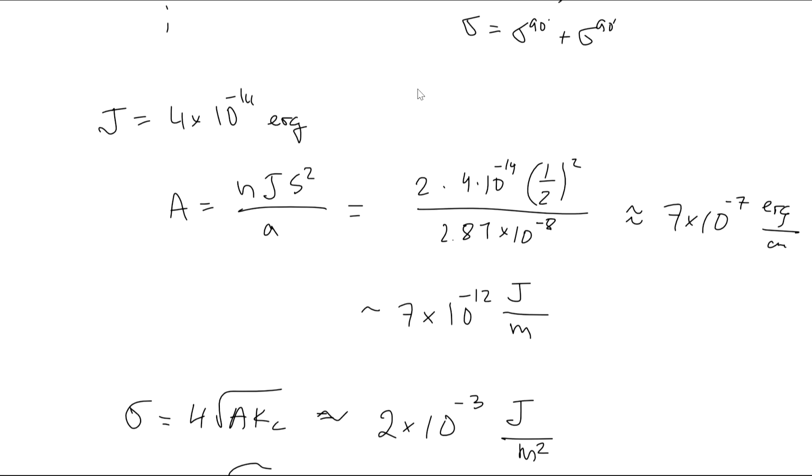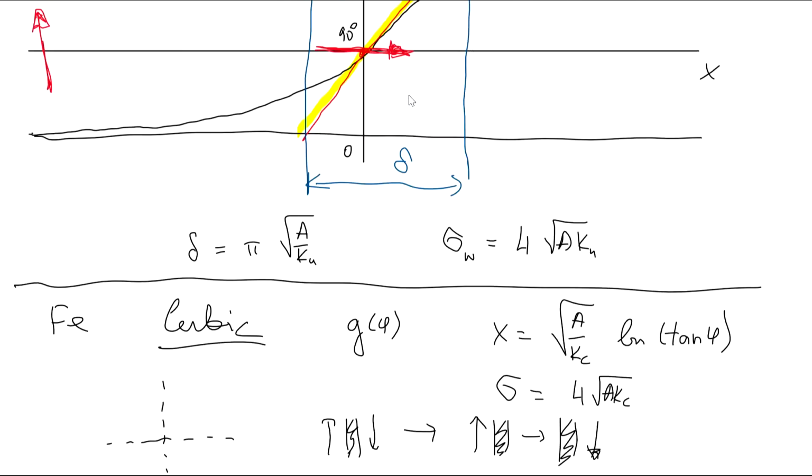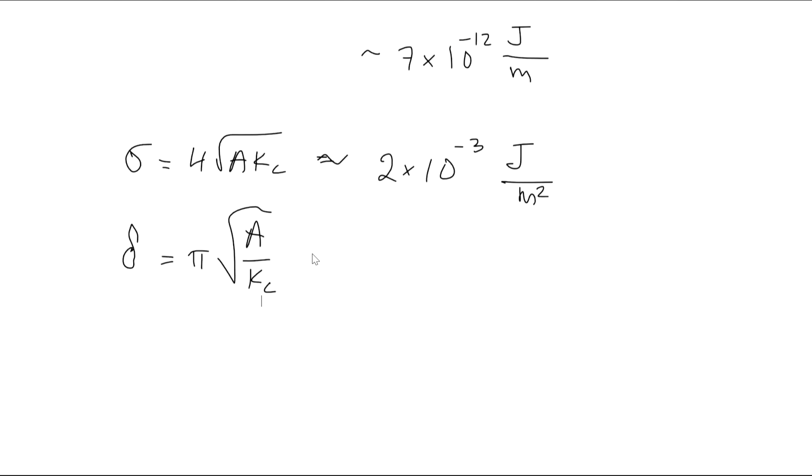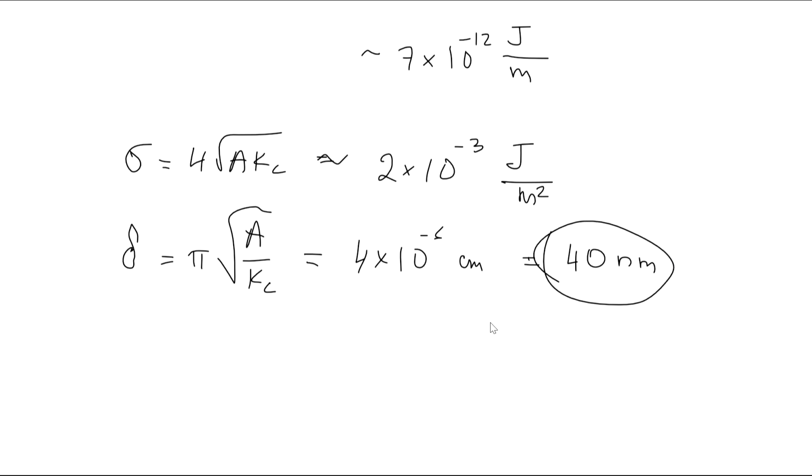Did I write it down here? Let me see. Oh no, yes. So we use this for cubic anisotropy, and it's the same for uniaxial. That would be approximately 4 times 10 to the negative 6 centimeters, which is 40 nanometers. So 40 nanometers is the domain wall thickness in iron.